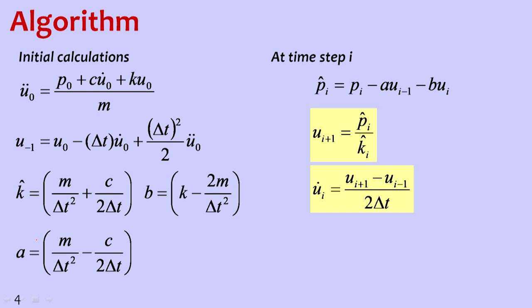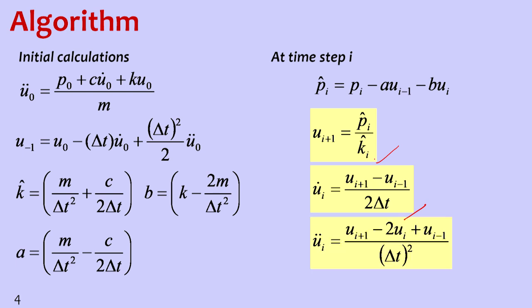So u dot i, which is velocity, is calculated as u i plus 1 minus u i minus 1 by 2 delta t, where velocity is calculated at time step i only. Only displacement we will get at the i plus 1 step. So this has to be taken care of when we are writing any computer program.